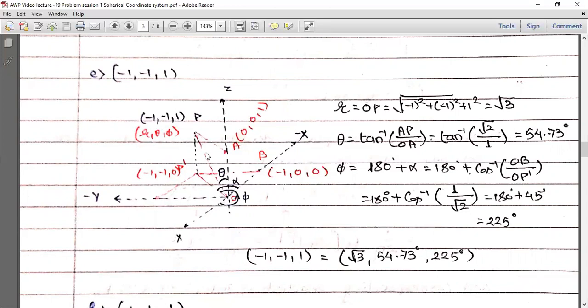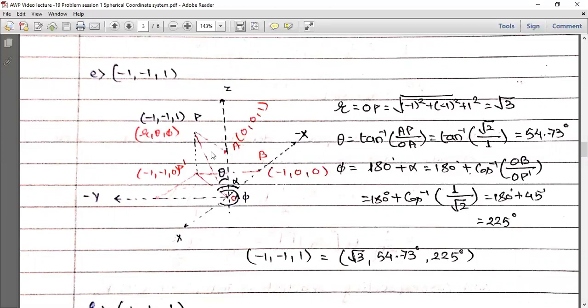The first coordinate will be the distance of point P from the origin. Obviously, that will be equal to square root of 3, so we can very easily find it. Now the second coordinate is the angle between OP and the Z axis. For finding this angle, we draw the projection of point P onto the Z axis itself, that is point A, and the projection can be easily found as coordinate (0, 0, 1).